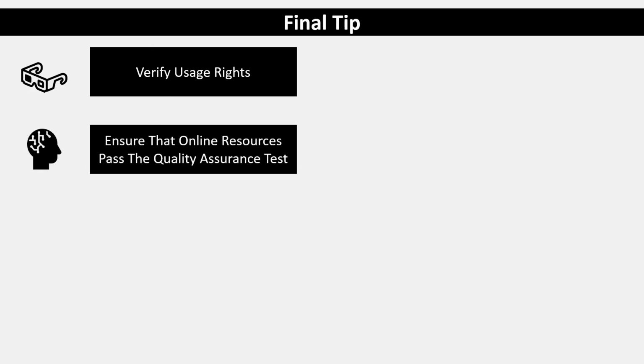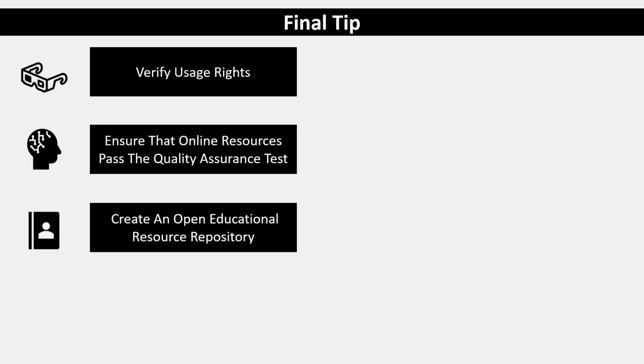My final tips for using open education resources. Firstly, verify usage rights, as in before accessing or using a particular article, have a look to see what user rights we actually have. For example, can we use this freely for both personal and professional use? Regardless of the article we are using or looking at, ensure the online resource passes the quality assurance test. In the sense, is the content still relevant? Has it been written by someone credible? Is the source verified?